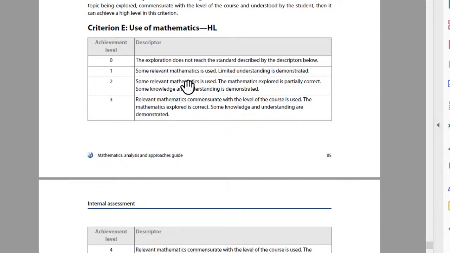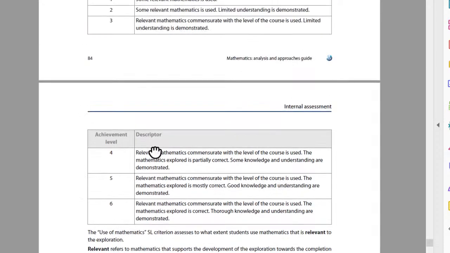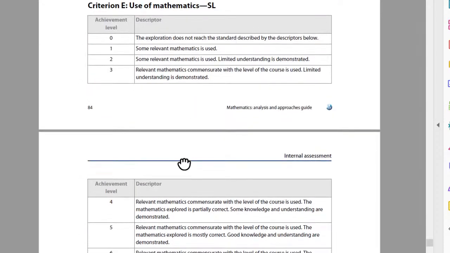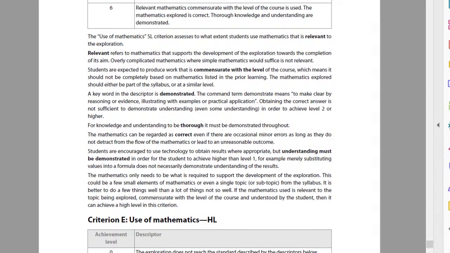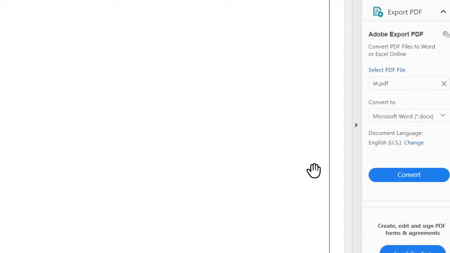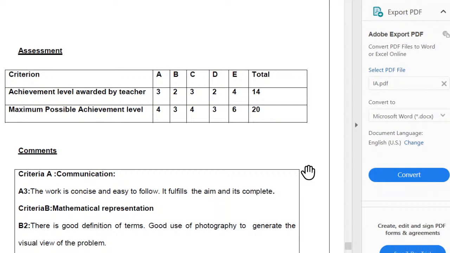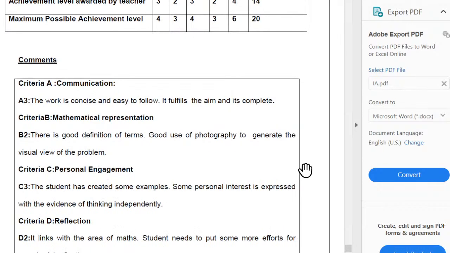It might not be commensurate at the HL level. That's the thing. It could be a 12, and it could be 13 or 14. Let's see what the teacher said. Okay. Somewhat similar to what I give them, but this is in the previous syllabus.